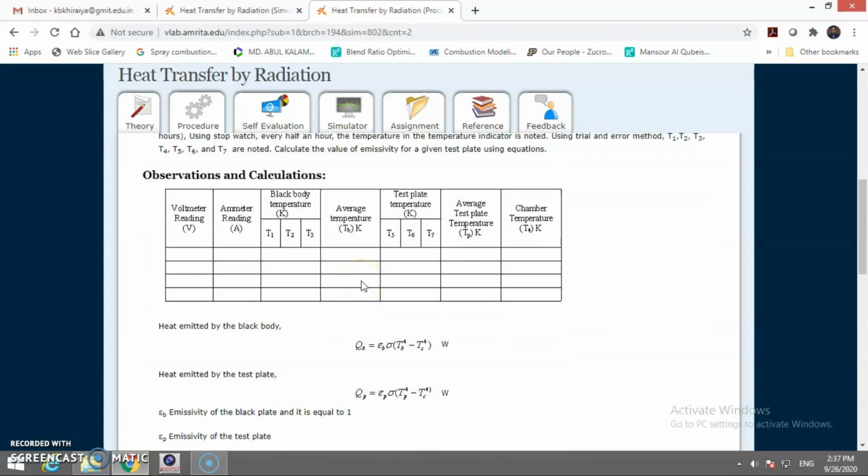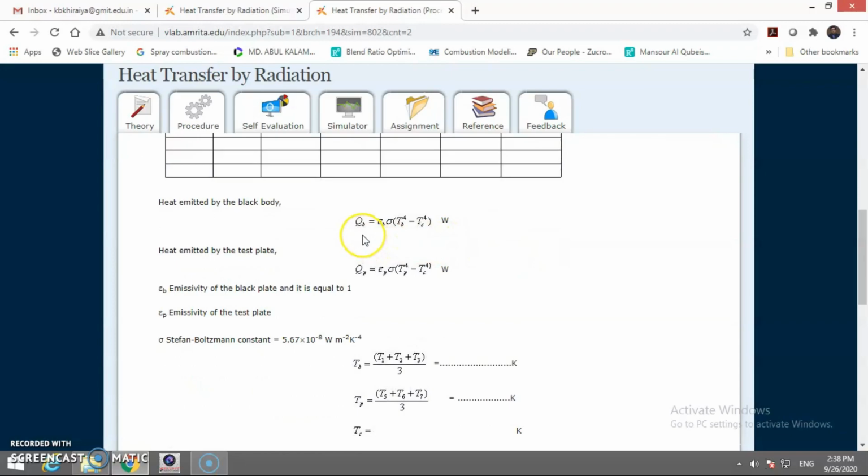Now the observation table is there, so we need to write the voltage and current that we set, and the temperature of the black body surfaces, that is T1, T2 and T3, in Kelvin. The average temperature for TB is calculated based on T1, T2 and T3. Similarly, for the test plate, the temperatures are T5 to T7, so we need to measure them and take the average of those three. The chamber temperature, indicated by T4, we need to write over here.